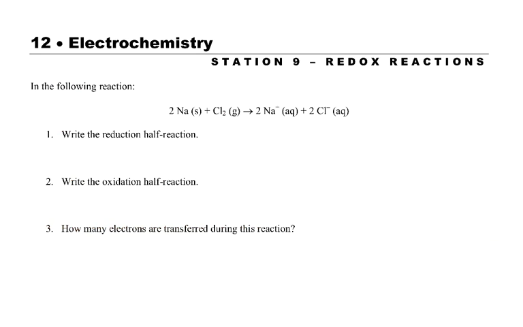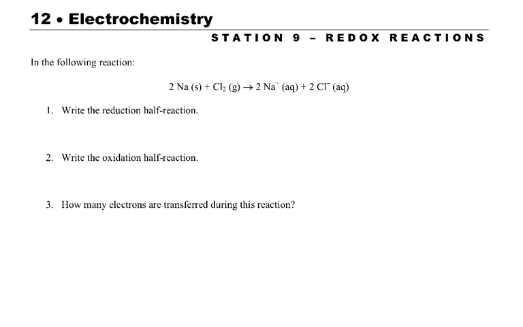Okay, station 9, redox reactions. Look at this equation. We need the reduction half reaction, the oxidation half reaction, and how many electrons are transferred. So reduction: whose charge is going down? Let's look at everybody really quick. Sodium is neutral, so that's 0 charge. This one also has 0 charge, because it's a neutral element. This is +1 charge, and this is -1 charge.